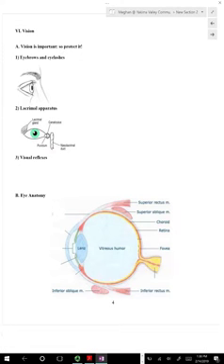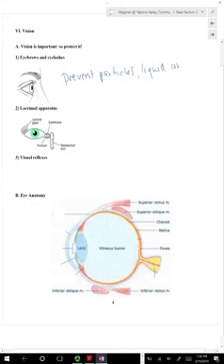Eyebrows and eyelashes function mostly to prevent particles, liquid, and other substances from entering the eye.